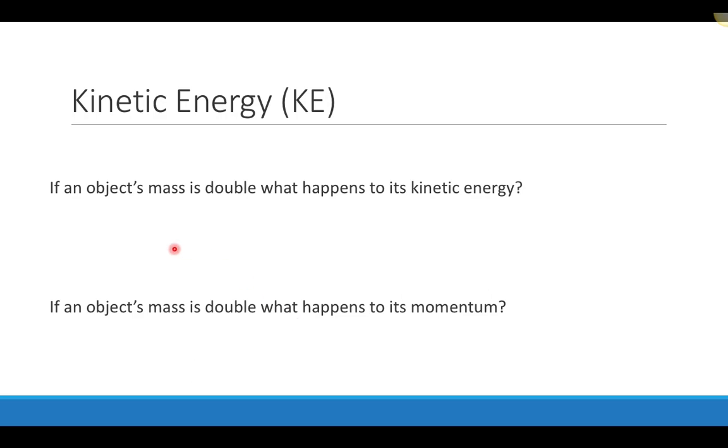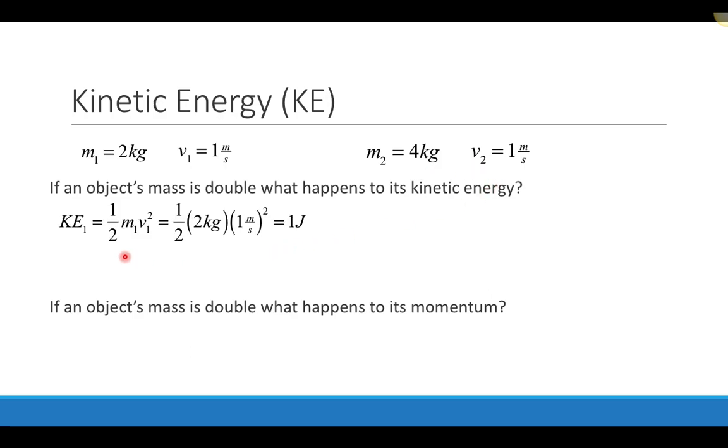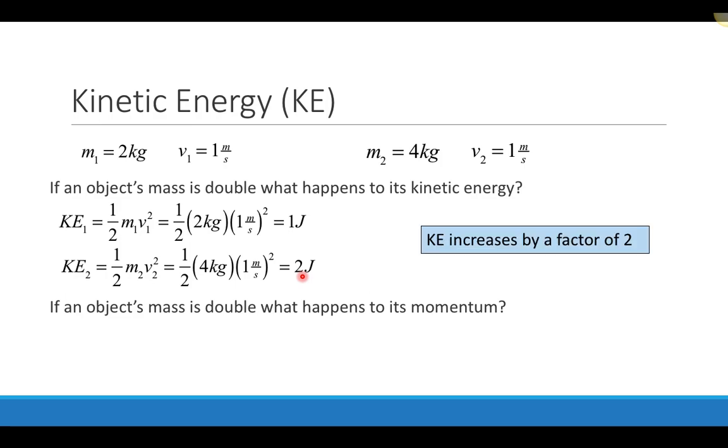Going through the same process again, if an object's mass is doubled, what happens to its kinetic energy? So we start off with our same initial conditions, mass of 2, speed of 1, but now our mass has doubled, so it's a value of 4, but our speed has stayed the same. The kinetic energy is 1/2 the mass times the speed squared, just like before. 1/2 times 2 cancels, I get 1 joule. If I now put in a mass of 4 kilograms, 1/2 times 4 times 1 squared gives me 2. So if I double the mass of an object, the kinetic energy increases by a factor of 2, or it also doubles. So the kinetic energy is proportional to the mass. Whatever you do to the mass, that affects the kinetic energy in the same way.